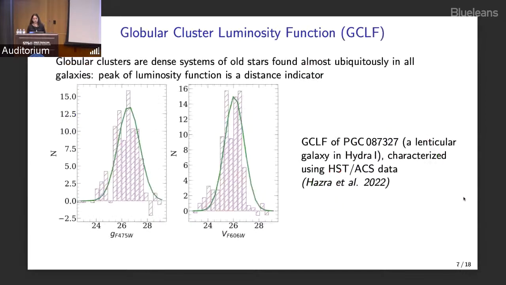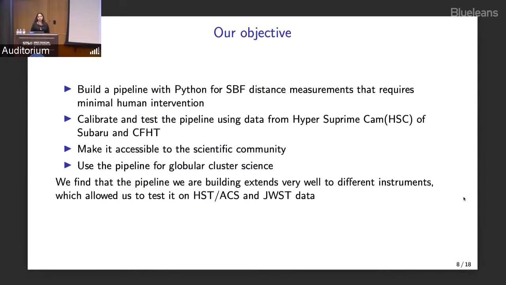And the globular clusters themselves have been shown to have a Gaussian-like distribution, where the turnover, or the peak, of this Gaussian distribution can itself be used as another distance indicator. So characterizing the globular cluster population in these galaxies gives us a handle on the galaxy evolution properties, but also the distance with another separate indicator. And so this is work that we did characterizing the globular cluster luminosity function in a lenticular galaxy in Hydra 1 using HST data.